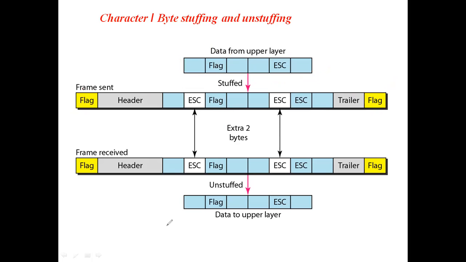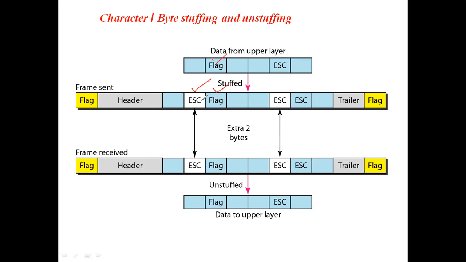Whenever these flags appear as part of the data, a special character is placed before that flag. So now this appears as part of the data, and before this we write a special character known as escape. When the receiver comes across a flag which is preceded by escape, it can think that it is part of the data, not the end or start of the frame.